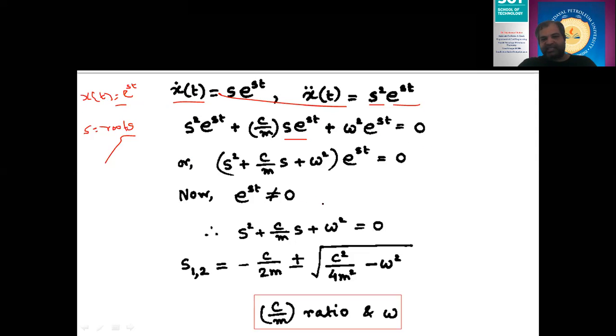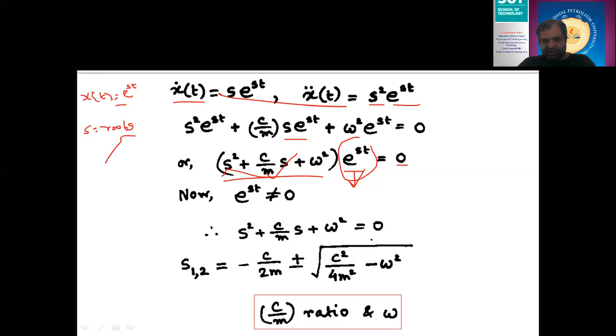If I take e raised to st out, this equation will be s square plus c by m into s plus omega square, multiplied by e raised to st. Now you see the product of this and this is 0. The exponential value cannot be 0 at any time. So if the product is 0 and this cannot be 0, naturally the other factor should be 0. So I take s square plus c by m into s plus omega square equal to 0.